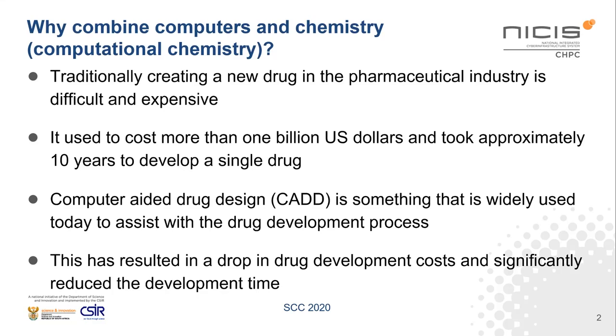Traditionally, creating a new drug in the pharmaceutical industry is a difficult and expensive process. It used to cost more than $1 billion and took approximately 10 years to develop a single drug. Over the years, researchers have developed a tool called computer-aided drug design, which is widely used today to assist with the drug development process. This has resulted in a drop in the drug development costs and significantly reduced the development time.